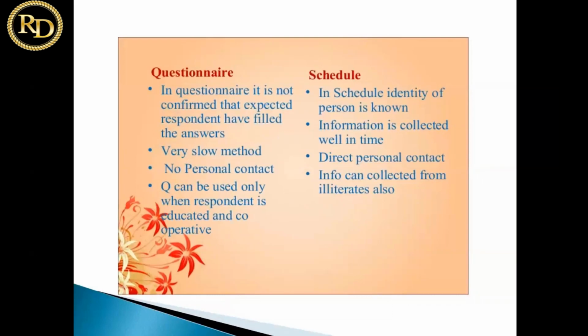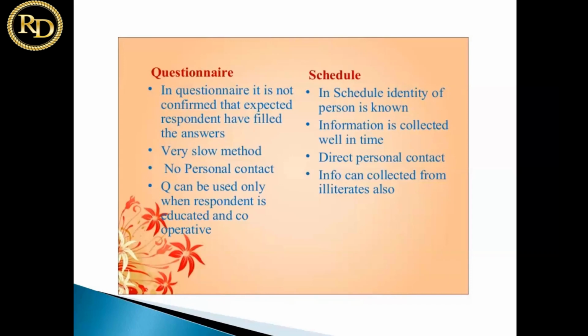In a questionnaire, it is not confirmed that the expected respondent has filled in the answers, because we do not know whether the correct person has filled up the form. But in a schedule, we go to the correct person and fill the form ourselves. So in a schedule, the identity of the person is known. The questionnaire is a very slow method, and here information is collected well in time. And no personal contact is made in a questionnaire, while direct personal contact is made in a schedule.